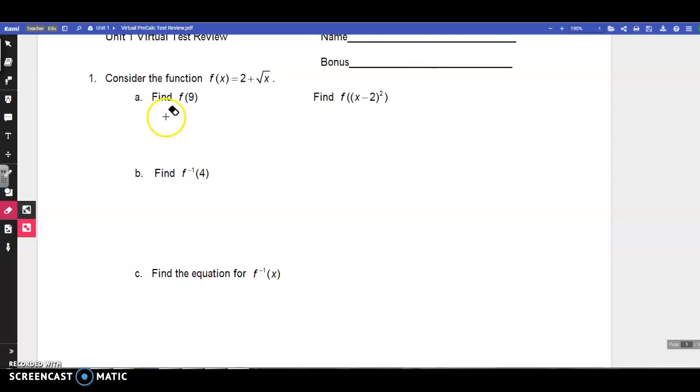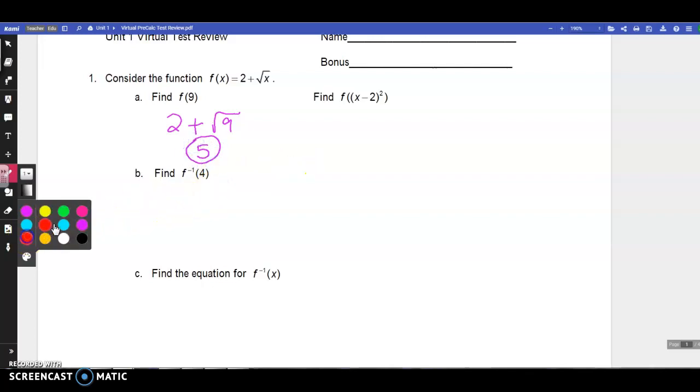All right, everyone. Let's go ahead and take a look at some of these first questions. The first one here just wants to find f of 9. So we're just going to take 9 and plug it into my equation here. The square root of 9 is 3, so we have 2 plus 3. So we did 2 plus the square root of 9. Square root of 9 is 3. 2 plus 3, that would be 5. So no big deal there.